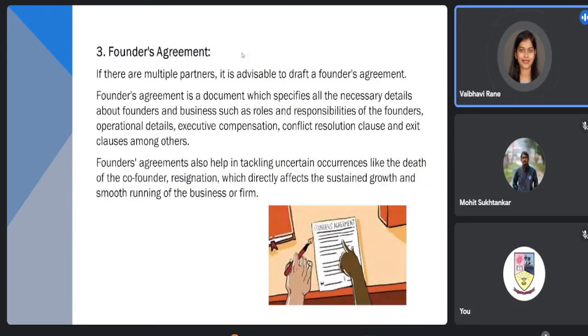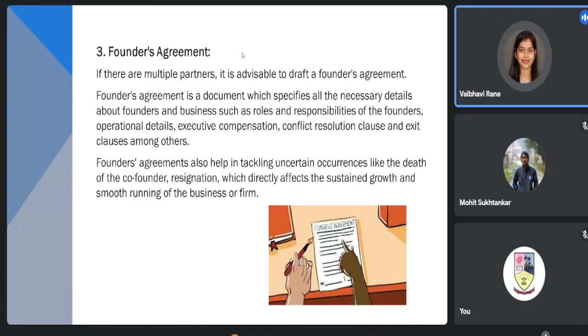Now, the next important legal document that you have to know about, which is drafted by the founders of that startup, is called the founders agreement. Okay, a founders agreement is a document which specifies the operational details, the executive compensation, the conflict clauses, and exit clauses, if any.